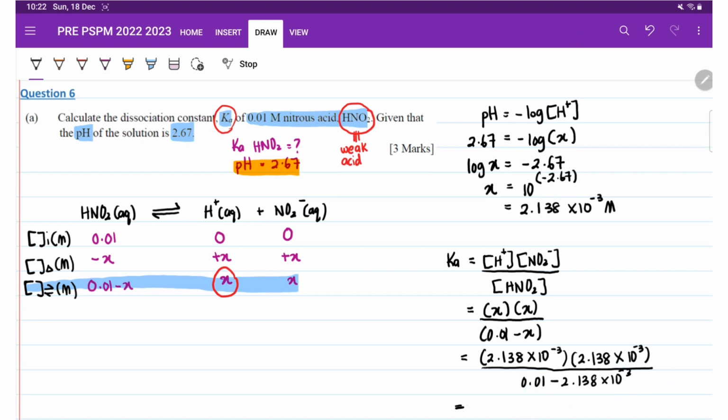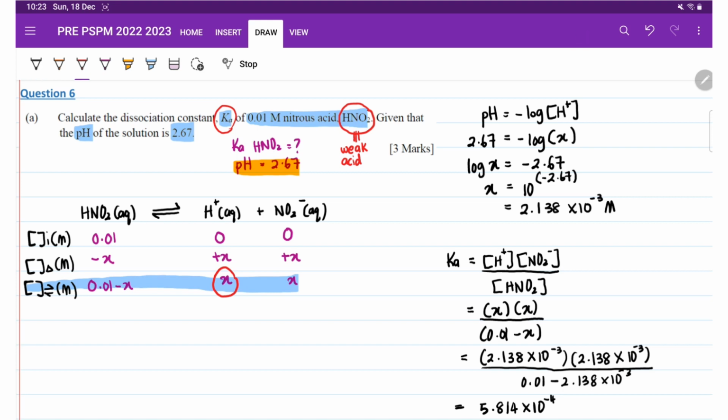Substitute all the values and you will get the value of Ka as 5.814 times 10 to the power of negative 4. So, for this question, you will have 4 marks.